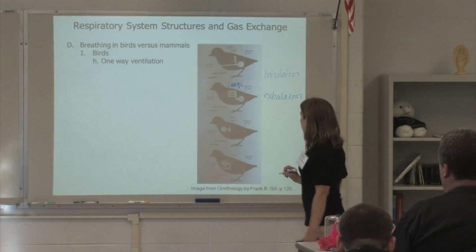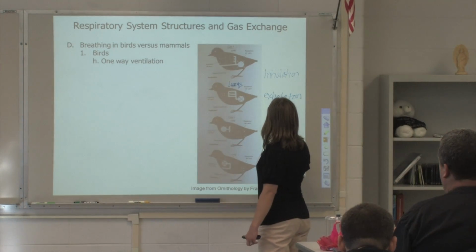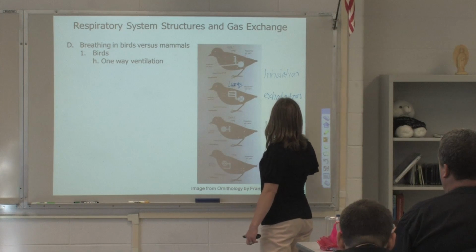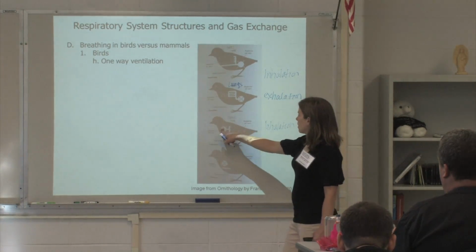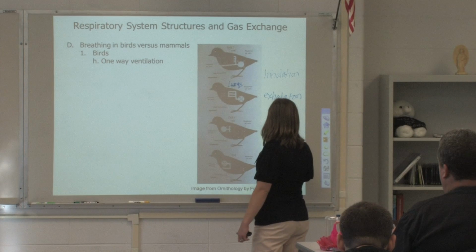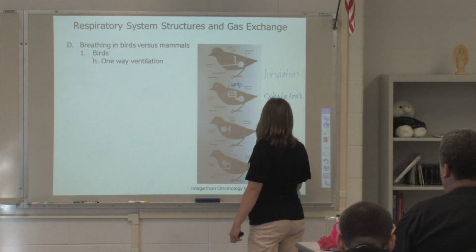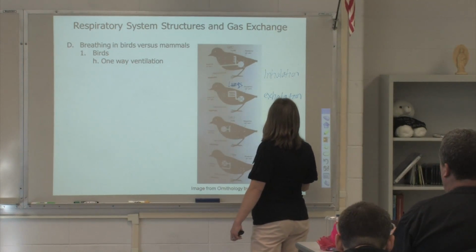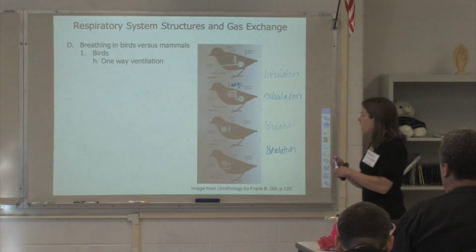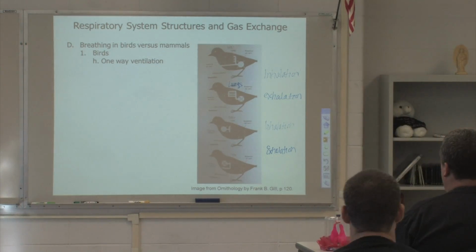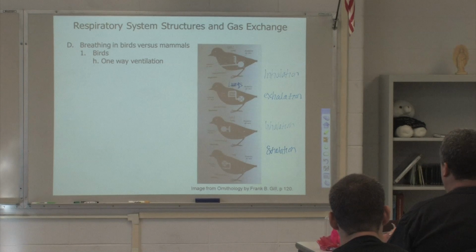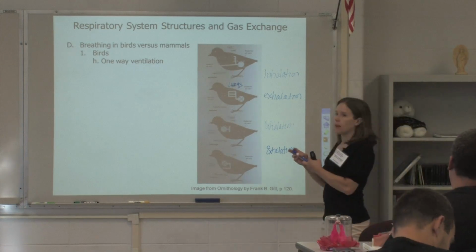With the next inhalation, the air is pushed into the anterior air sac. And then finally, with the second exhalation, the air is pushed out of the bird. So it takes 2 full cycles for air to make its way through the bird.